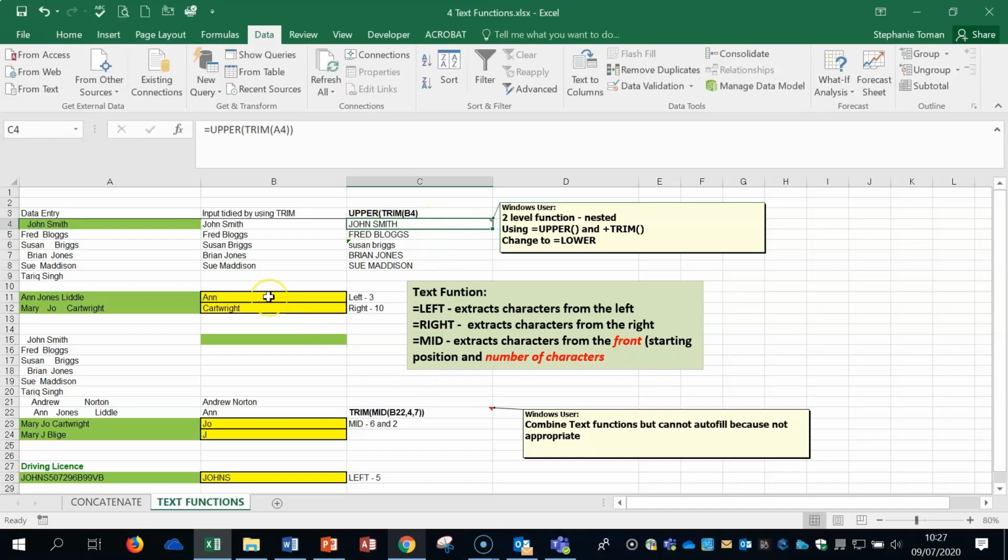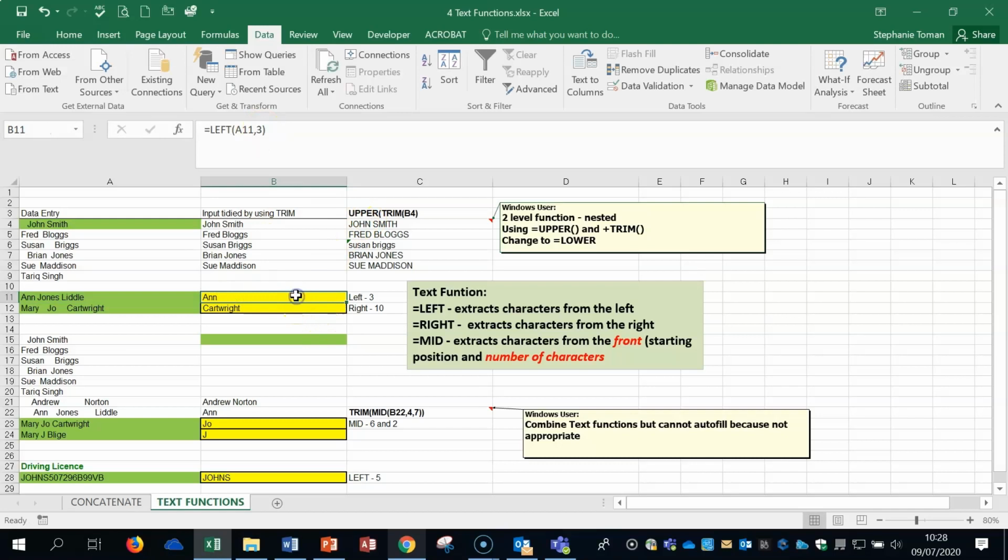So if we look at the left one, what this has done is it's extracted characters from the left, therefore we get the result of Anne. So it's taken the first 3 characters from the left. This one's taken 10 characters from the right. So in the exam, they might talk to you about extracting characters from the end of the text or the start of the text. How many characters, they will tell you how many characters. We double click on there again, you can see there's a 3.